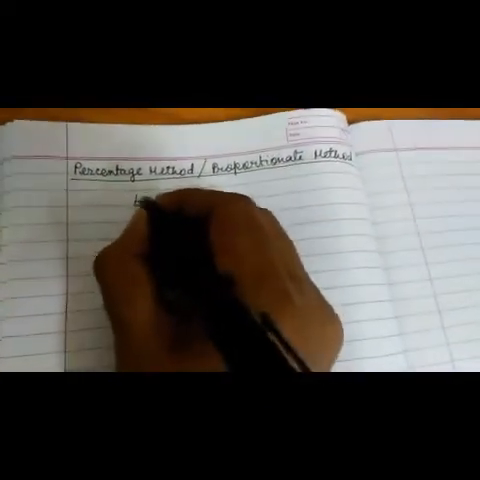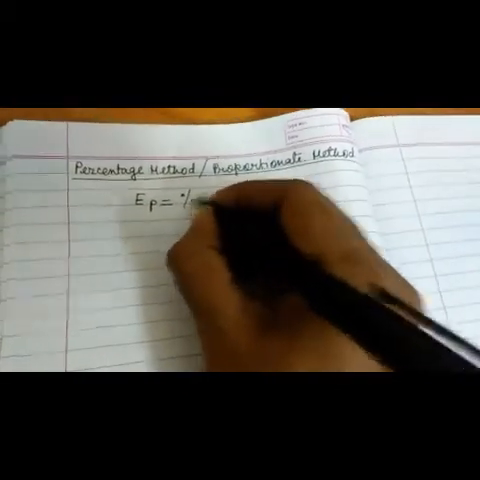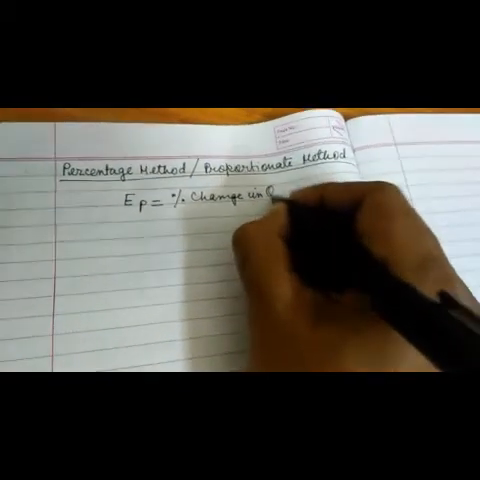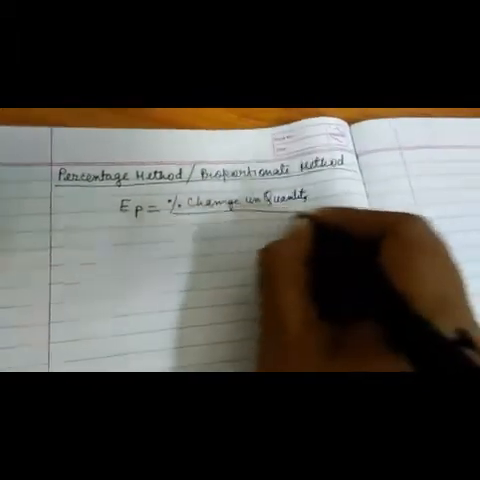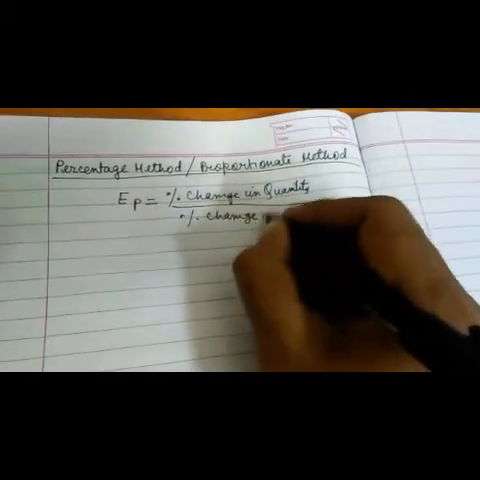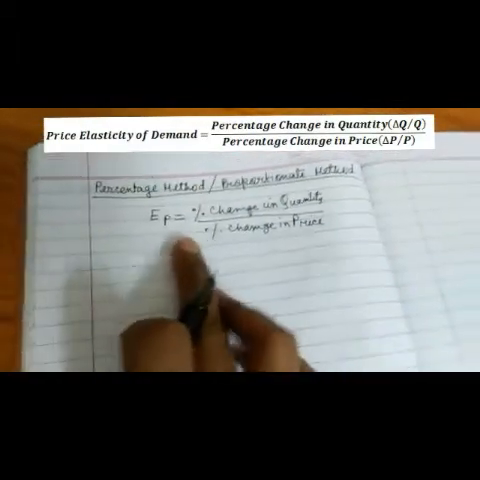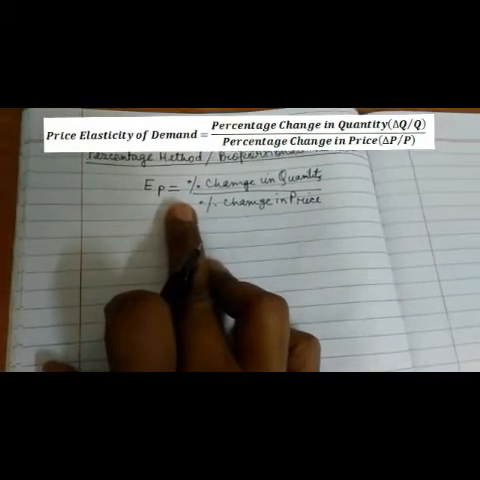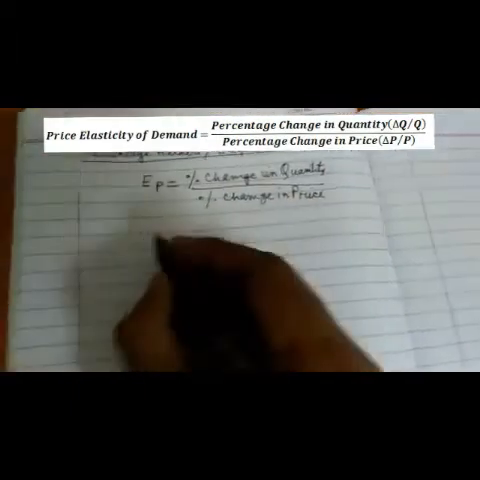Percentage method, Ep, that means price elasticity. As we know, it is percentage change in quantity with respect to percentage change in price. Now, please remember, repeat with me: percentage change in quantity divided by percentage change in price.